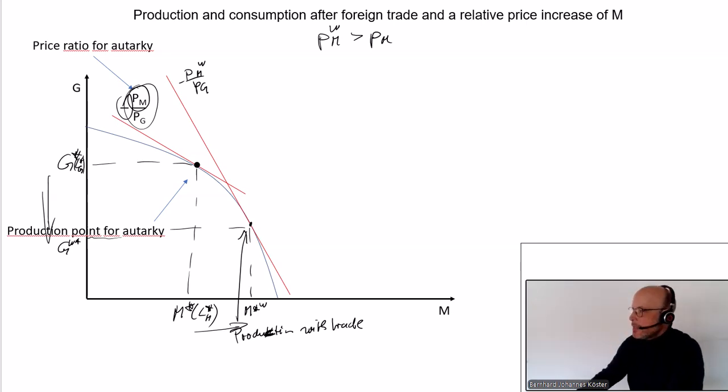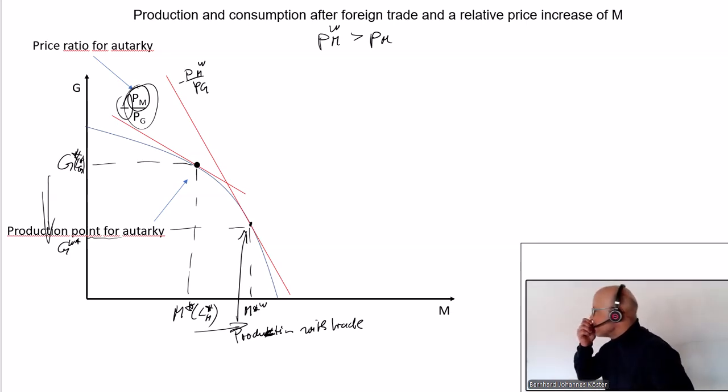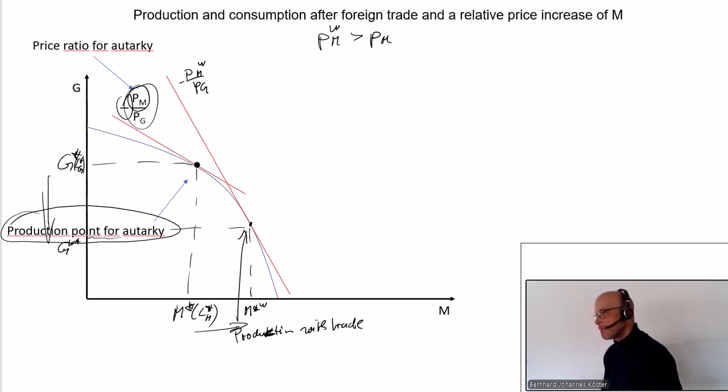And now the main thing which also has changed. Well, this is the production point under autarky. If we are alone, we can only consume what we have produced. So by definition we are producing only for our own country. This is also our consumption point. We are producing only for ourselves, so consumption and production coincide.